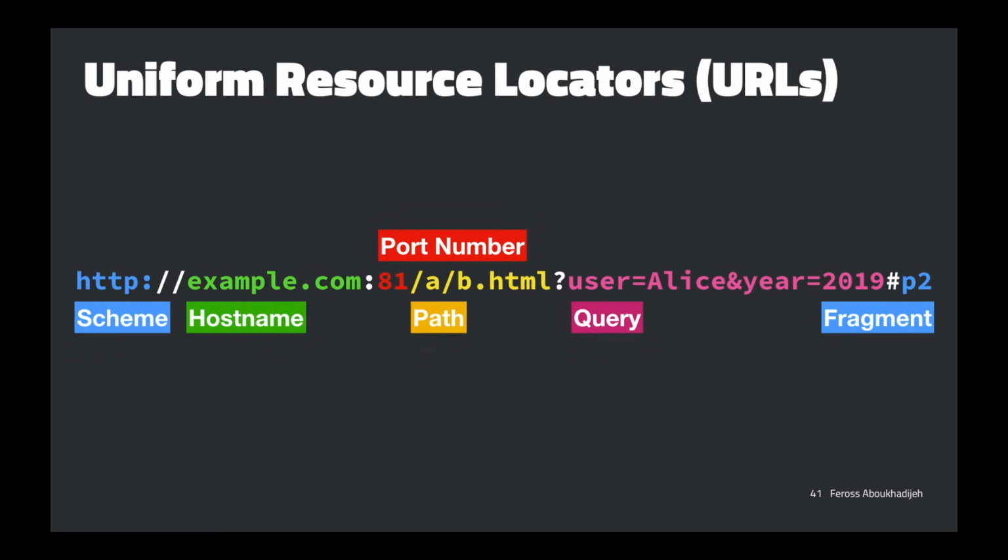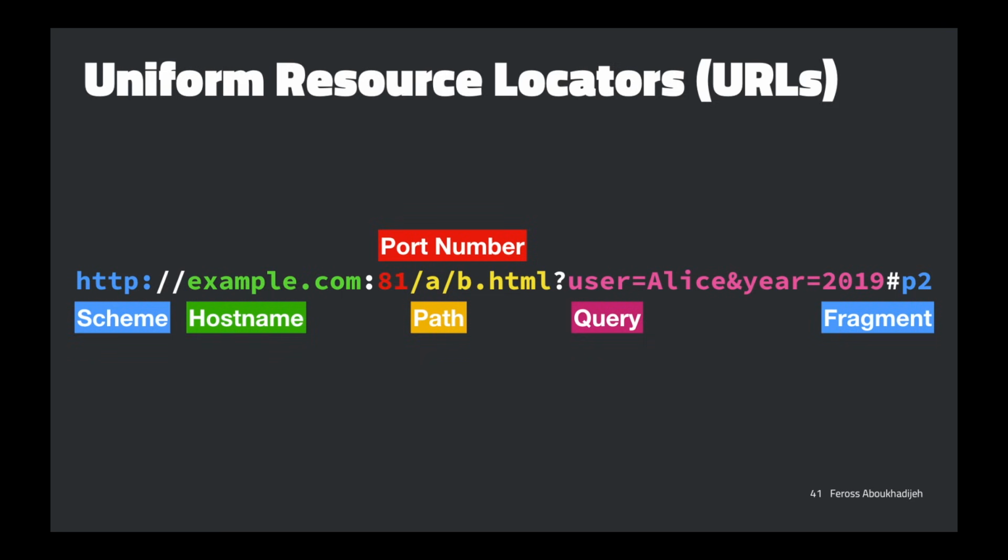So now we're going to do a quick review of URLs. URLs have a bunch of different parts. The most important parts, I guess they're all important, honestly. So we have the scheme, which is the sort of protocol we're using. The host name is basically the domain name of the server that we're connecting to. We have a port number.